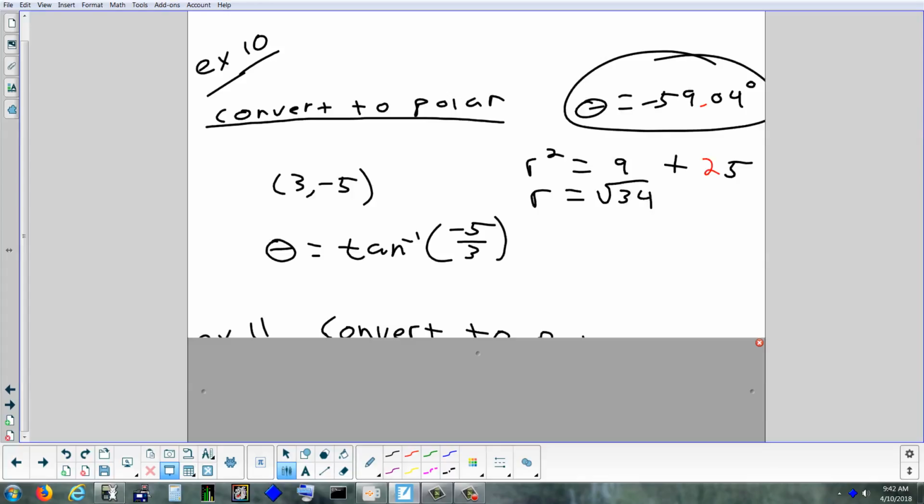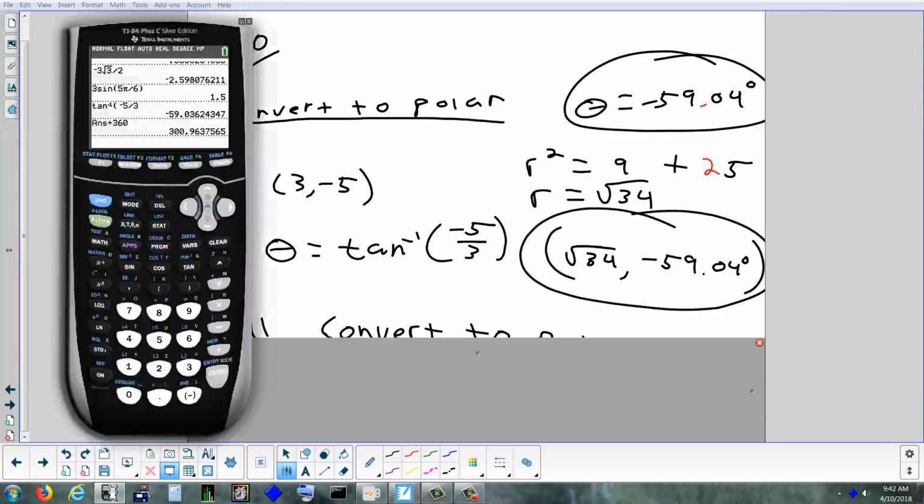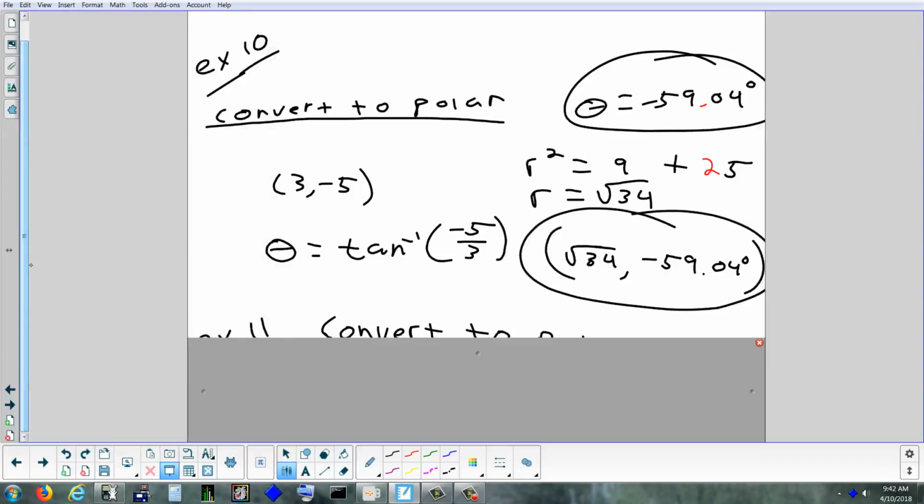Just like always, when you get a root, make sure you reduce it as much as you can. Like if it was the square root of 20, I would expect to see, what's that, 4 times 2 root 5. Okay? Okay. So one way you can write this answer is (r, theta). And there's 3 other ways you can write it. I already showed you one of the other angles you could use, 300.96. Any questions on that one?